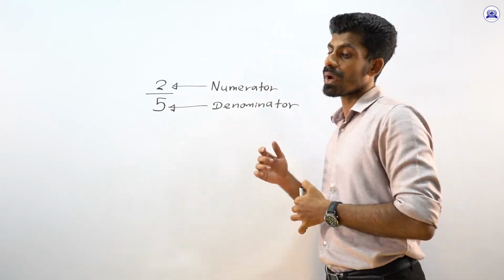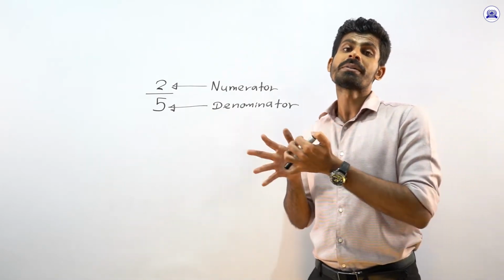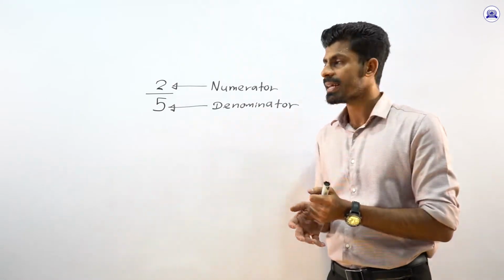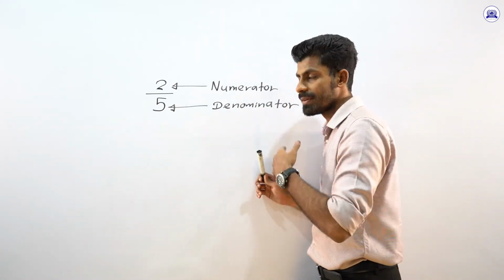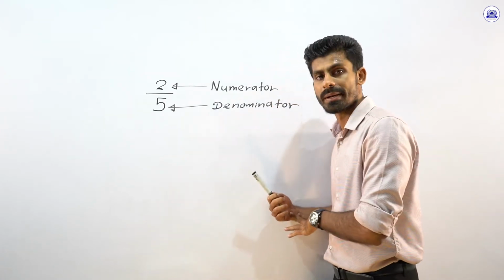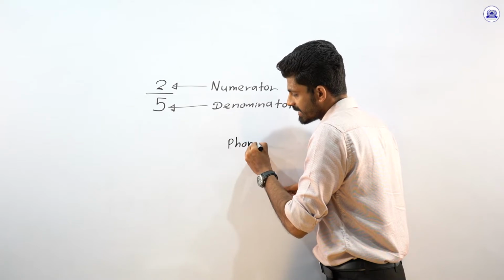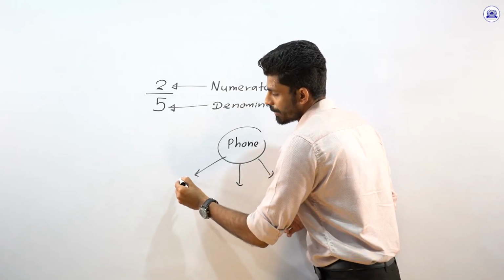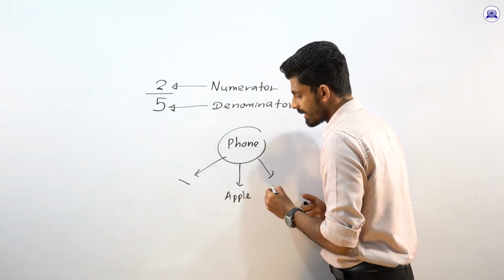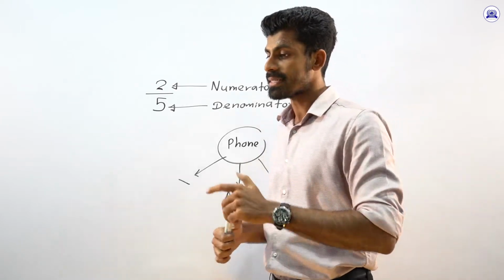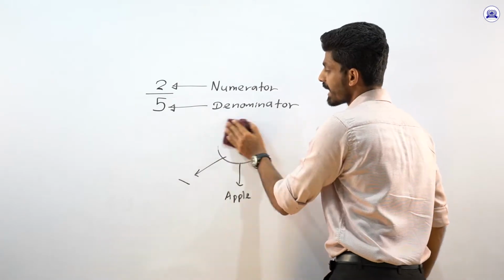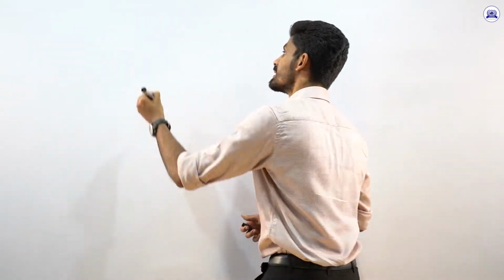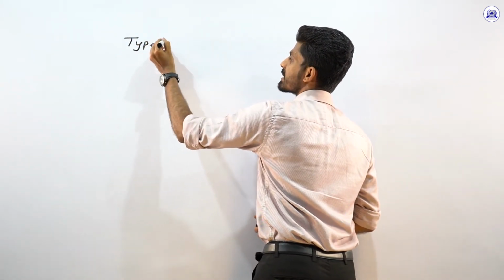Now we are going to talk about fraction types, my dear students. There are so many fraction types. When we talk about a certain category, we can categorize it. Take a phone as an example. What are the categories of phone? Nokia, Apple, and Samsung. Those are the categories. Likewise, we can categorize fractions. So what are the types of fraction? Just look at this one: types of fraction.